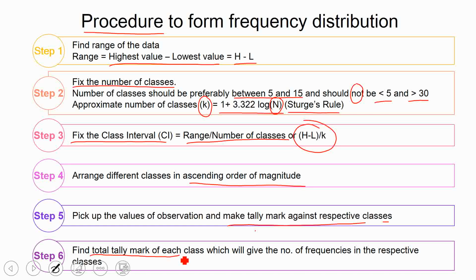In the first step, we have to fix the range. In the second, the number of classes. Third, class interval. Fourth, arrange the data in ascending order. Fifth, make tally marks against respective classes. Sixth, find the total tally marks of each class, which will indicate the number of frequencies of the respective classes.